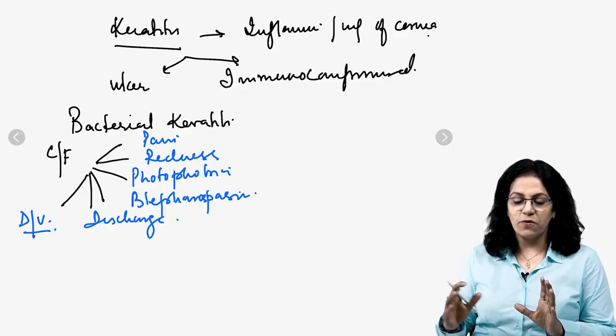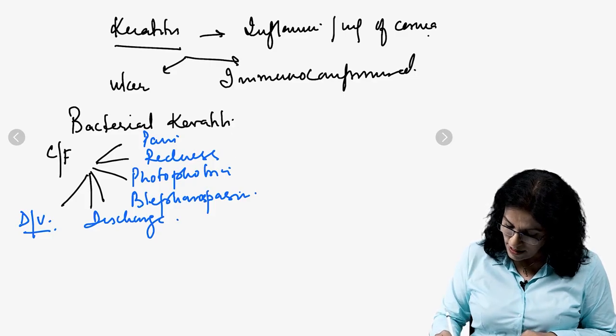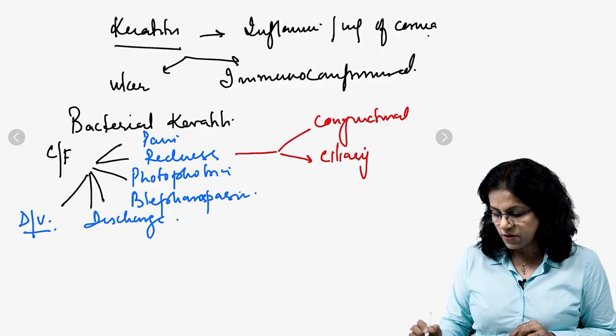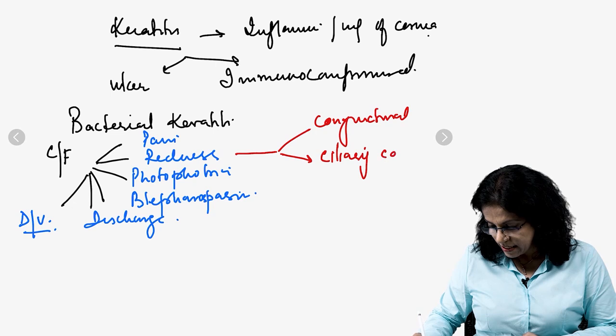Now, before I move further, what are the types of redness in the eye that you have to know? One type of redness is conjunctival congestion, and the second type of redness is called corneal or circumciliary congestion. Ciliary congestion or circumcorneal congestion. It's all around the limbus. We call it ciliary congestion.